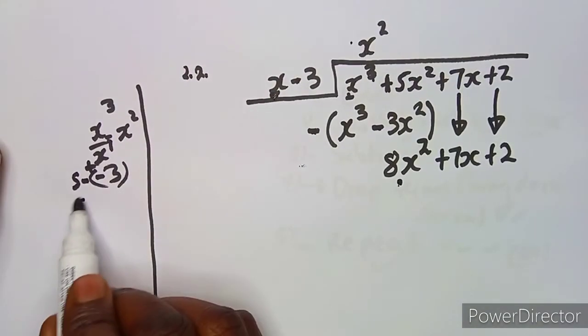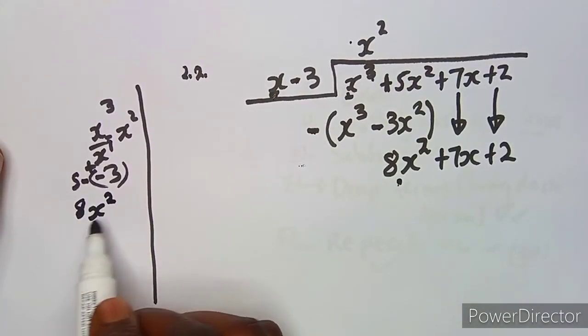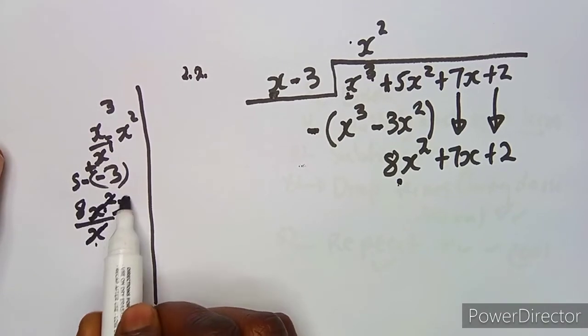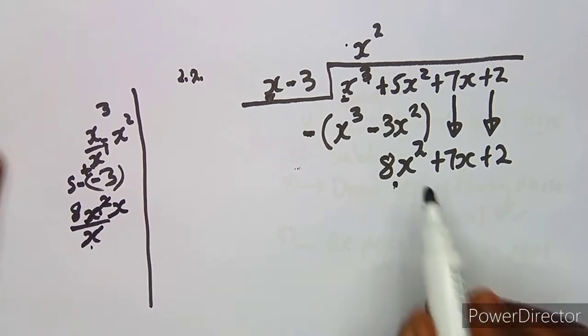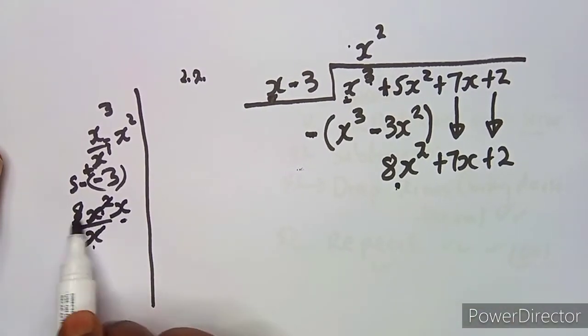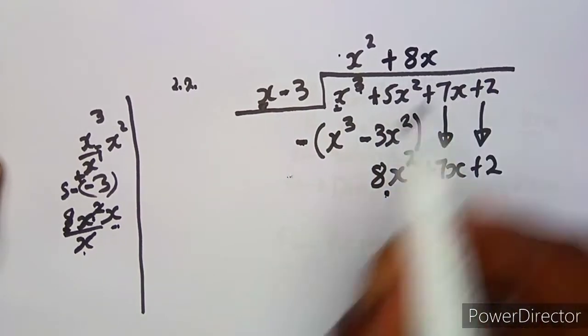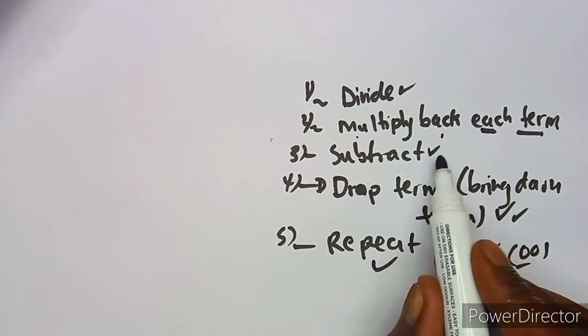So this time it's 8x squared divided by x. As you can see here, there are 2. Here we've got 1. So if we divide, we're going to be left with 1x. But there's 8, so it's going to be 8x. So we're going to have plus 8x. We have divided. What do we do? We multiply back, we subtract.